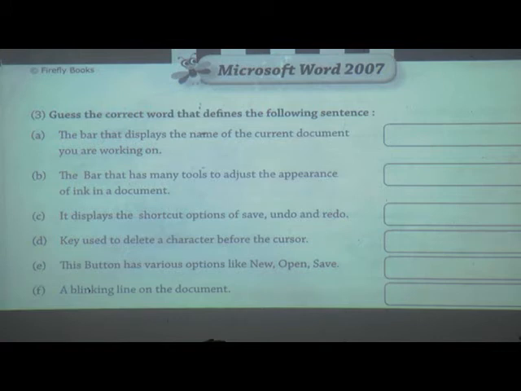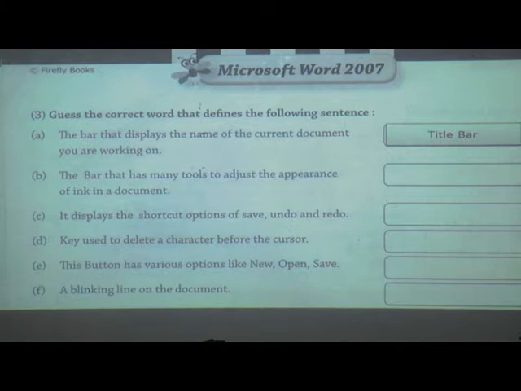The bar that displays the name of the current document you are working on, where we can see which document we are working on now, or which document is currently activated, or we can see the name of this document. Where we can see? Yes, loudly, where we can see. Good, on the title bar.